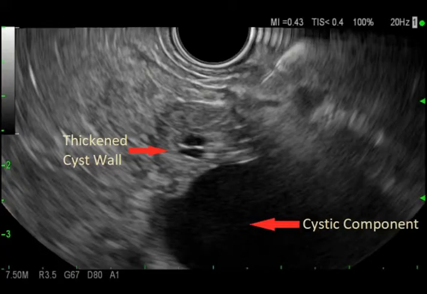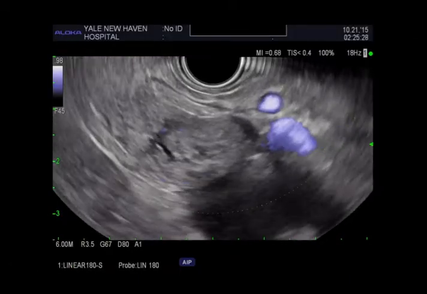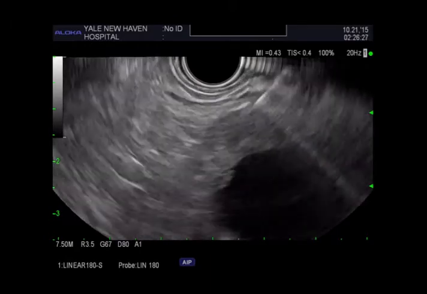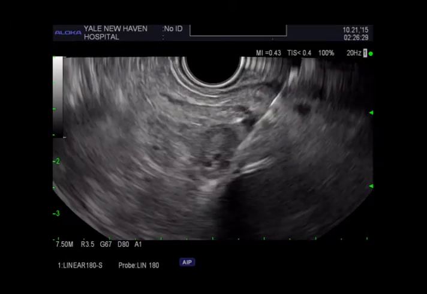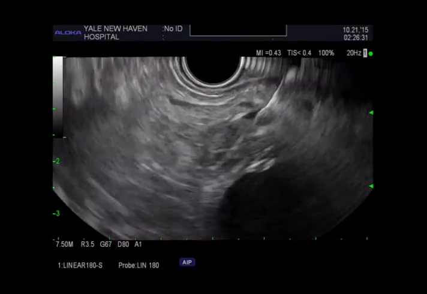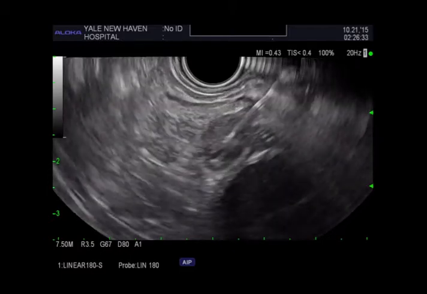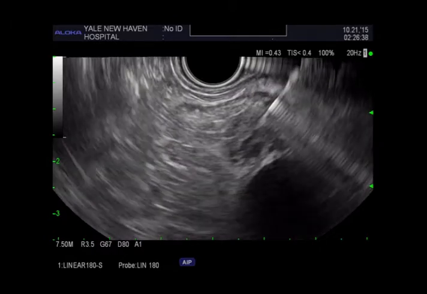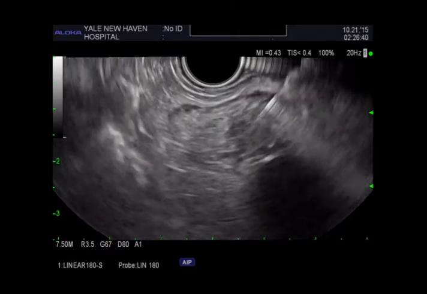On EUS, an anechoic cyst is seen with hypoechoic thickening of the superior portion of the wall. Doppler study excludes the presence of blood vessels. After Doppler study, the nodular portion of the cyst wall is targeted for FNA with a 25-gauge needle. A second pass is made with a 22-gauge needle to drain the cyst fluid and obtain additional sampling of the thickened wall.